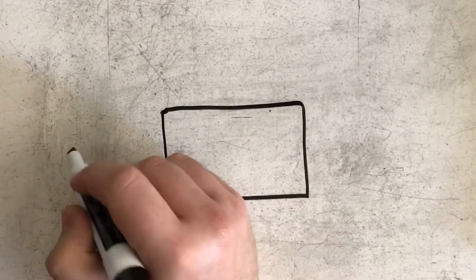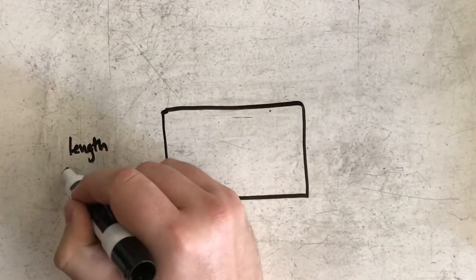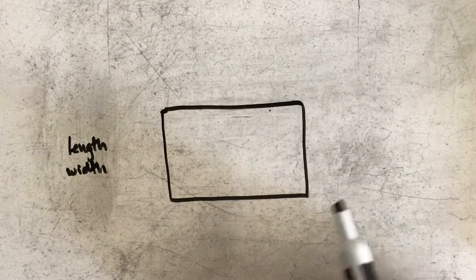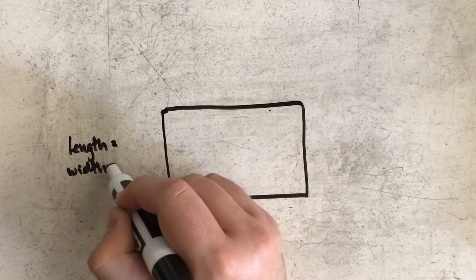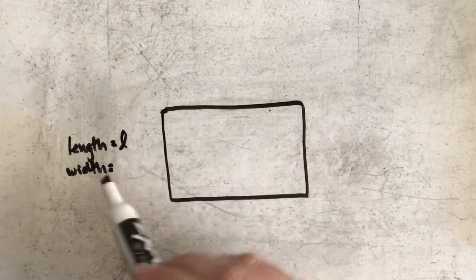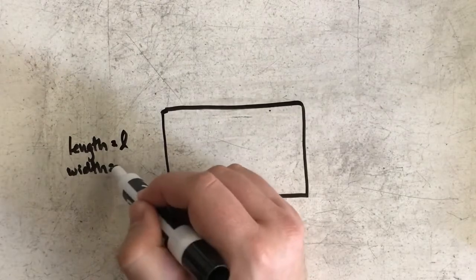In order to find the perimeter of this object, I need to know two different things. I need to know the length of the object, and I need to know the width of the object, or how wide that object is, how long and how wide the object is. And those are both represented with variables. The variable for length is a cursive letter L that looks like that. And the variable for width is just a W.